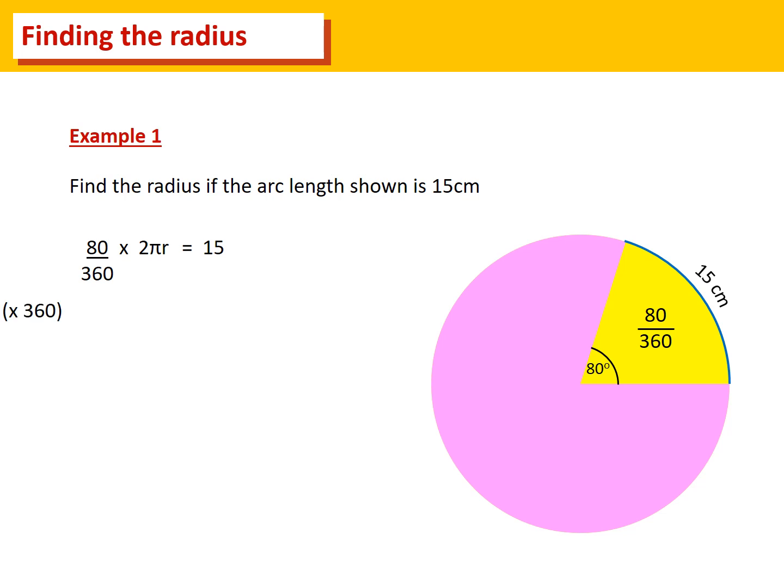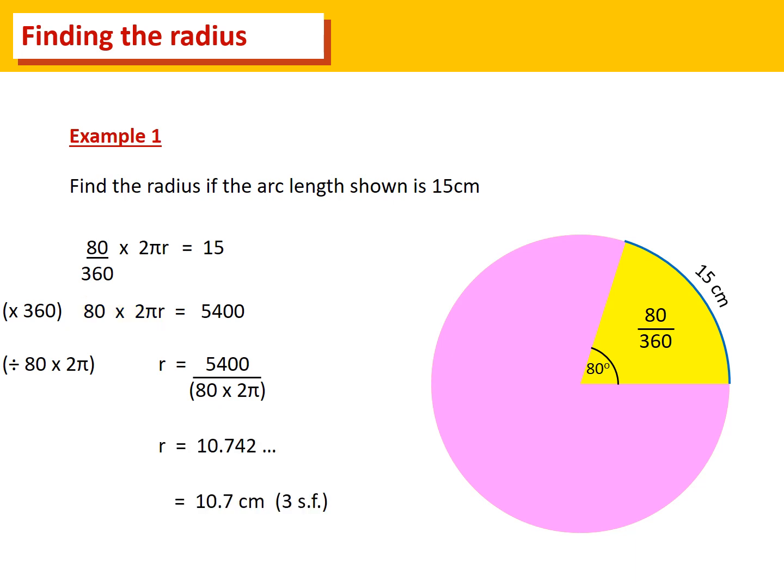So our first step is to times both sides by 360, and that gives us 5,400. We now need to leave r on its own. Now r is being multiplied by 80 times 2 pi, therefore we divide by 80 times 2 pi. And when we're doing that, put 80 times 2 pi in a bracket in your denominator for when you use your calculator. That's really important. Tap that in your calculator with the brackets and then round off, in this case, to 3 significant figures.